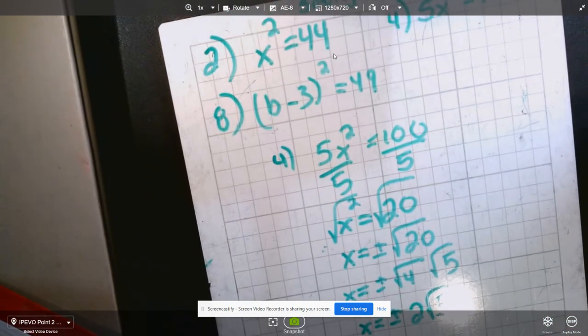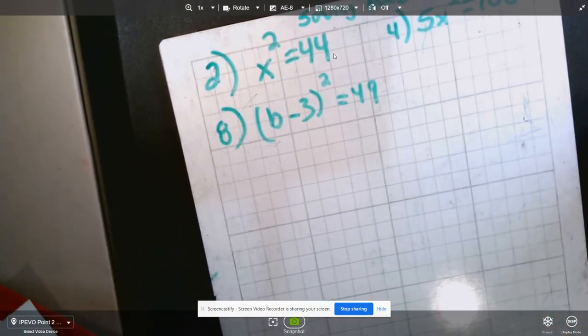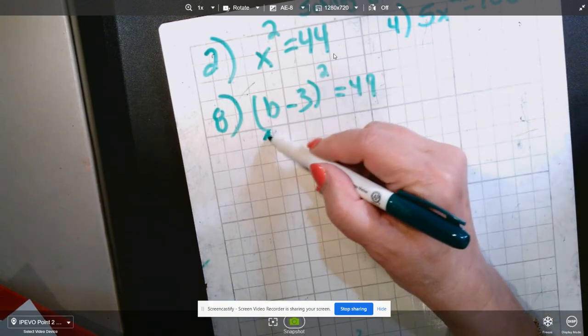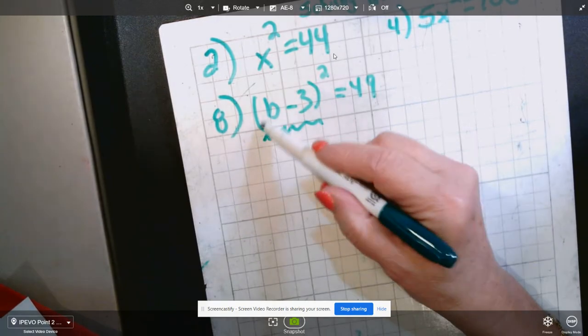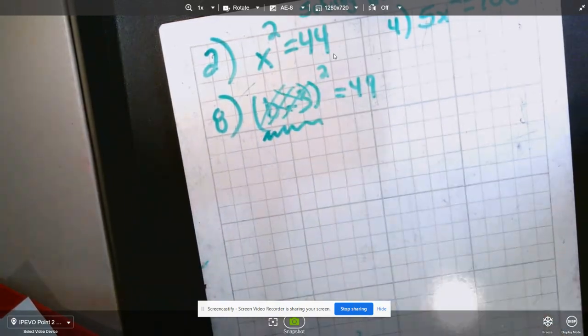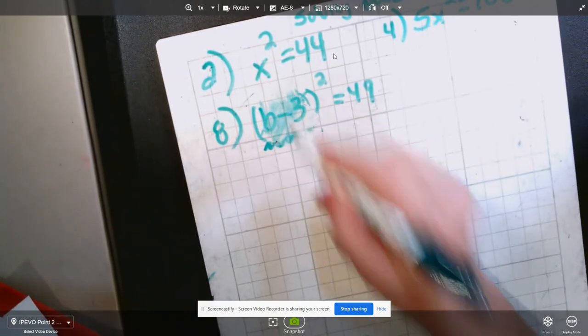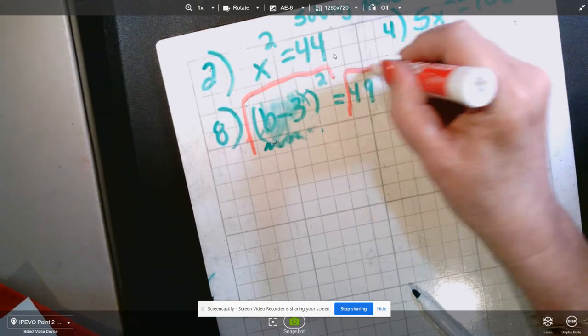And then the last one I want to go over is number 8. Now they have b minus 3 squared is 49. Well, this whole quantity is being squared. Think of it as kind of like one chunk of information. Like you can't break that apart. It's one chunk of information. So I can go ahead and just take the square root of both sides right now.